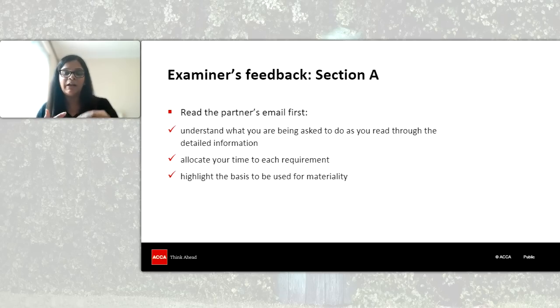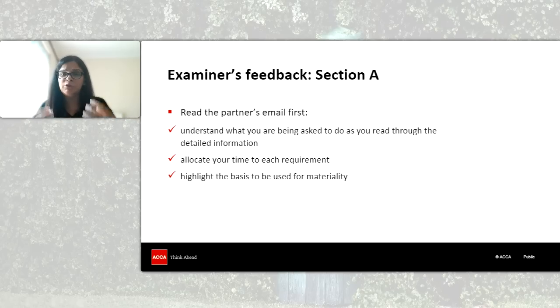Now, when I talk about your time allocation, please remember that if you want to pass the AAA exam, you need to aim at completing the entire exam. So time allocation should be done for each requirement. For example, if part A is 10 marks for business risk, after I read through the scenario, a good time to allocate would be 1.5 minutes per mark. So spend 15 minutes typing up the answer to business risk and then move on to the second part.